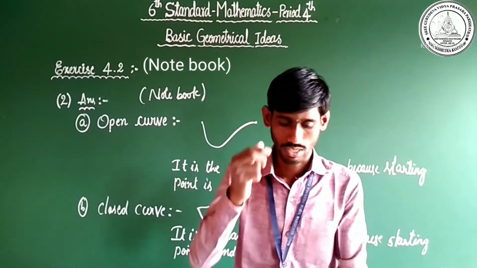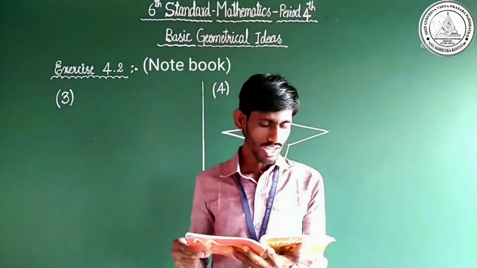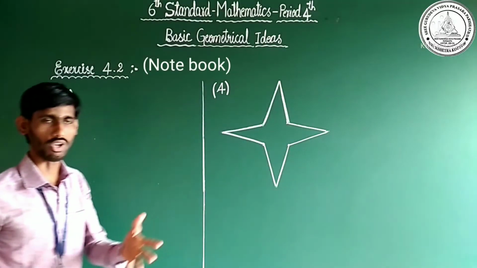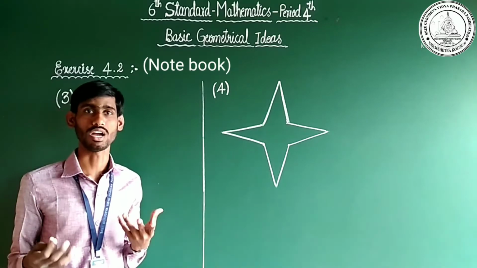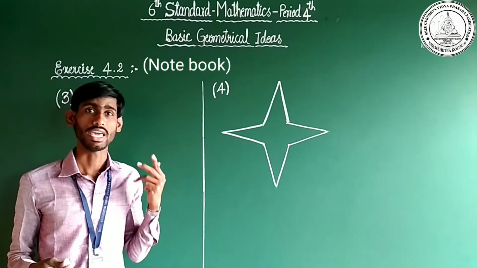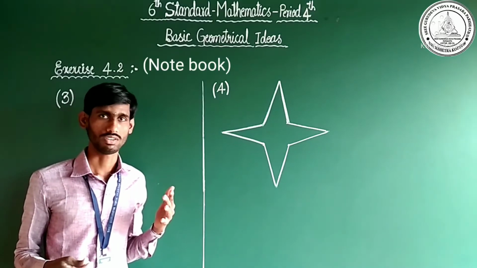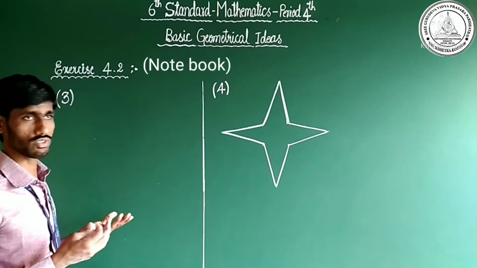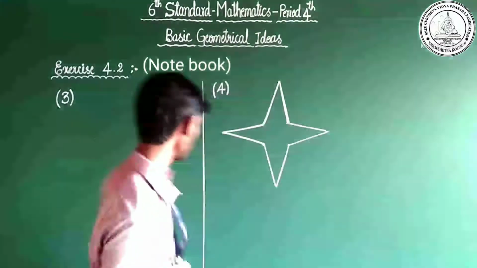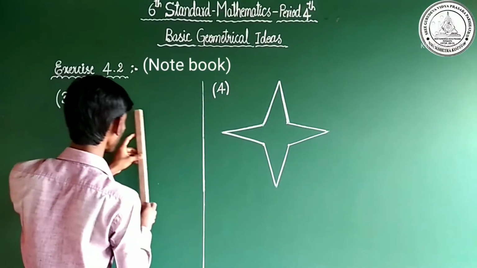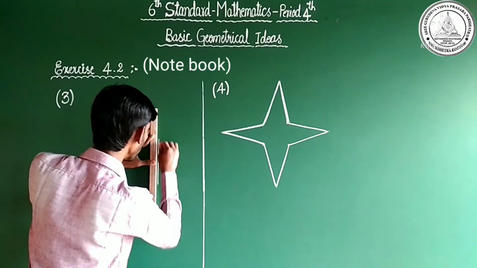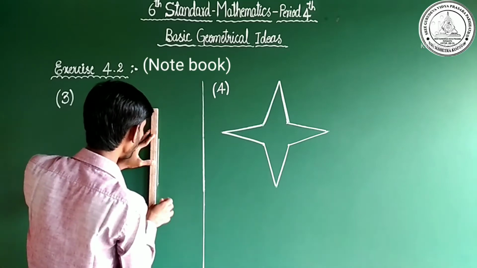Yes. Let us move to the fourth question. Draw any polygon and shade its interior. Dear children, draw any polygon. I have explained different polygons: triangle, quadrilateral, next pentagon, hexagon, heptagon. You may choose any one. I'll choose hexagon. Hexa is nothing but 6 line segments. Yes, let us draw 6 line segments. Hexagon is also one of the polygons.